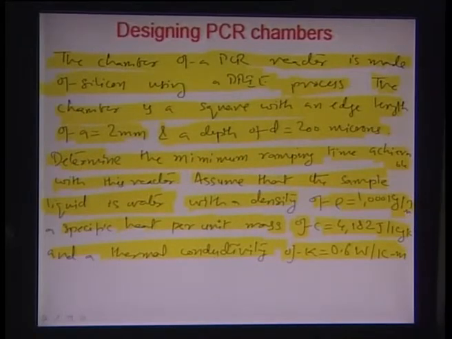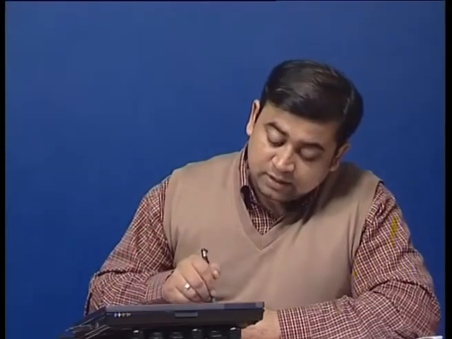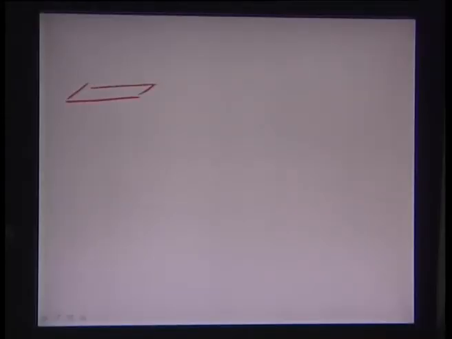So let us use the theory that we have just formulated in terms of electrical analogy. Essentially we need to find out the thermal capacitance and the resistance in this case. First, let's draw the chamber. You have a 2 mm by 2 mm chamber, and the depth of this chamber is close to 200 microns, and we assume a heat transfer from bottom to top.